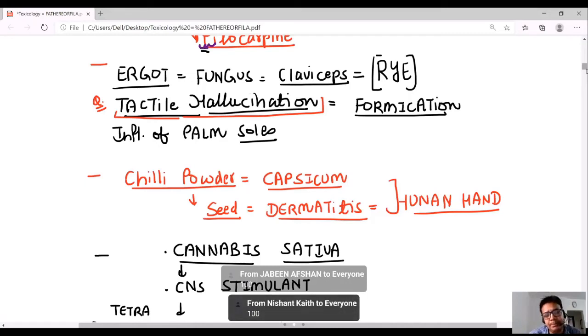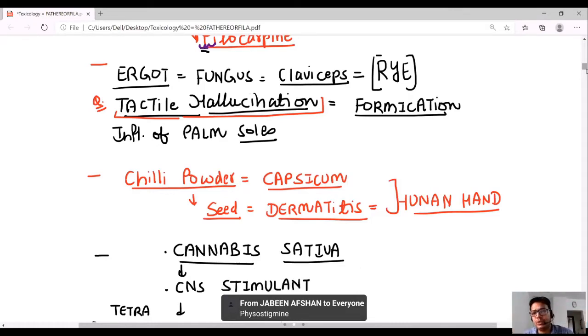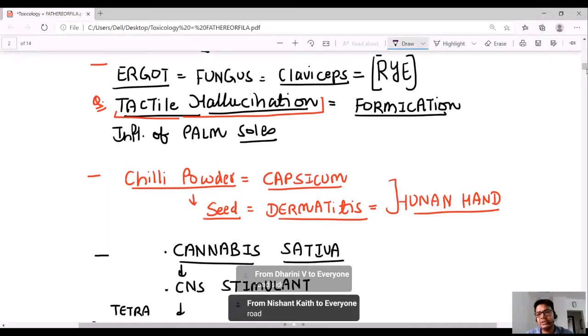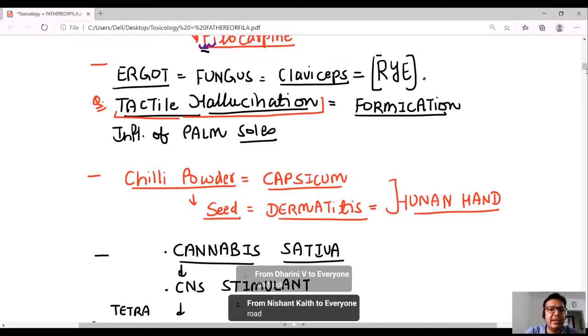What are the antidotes of Datura? 2P. PP. P for physostigmine, P for pilocarpine. Datura is most commonly used as a dash poison, railway side or roadside poison, because sir it causes delirium.